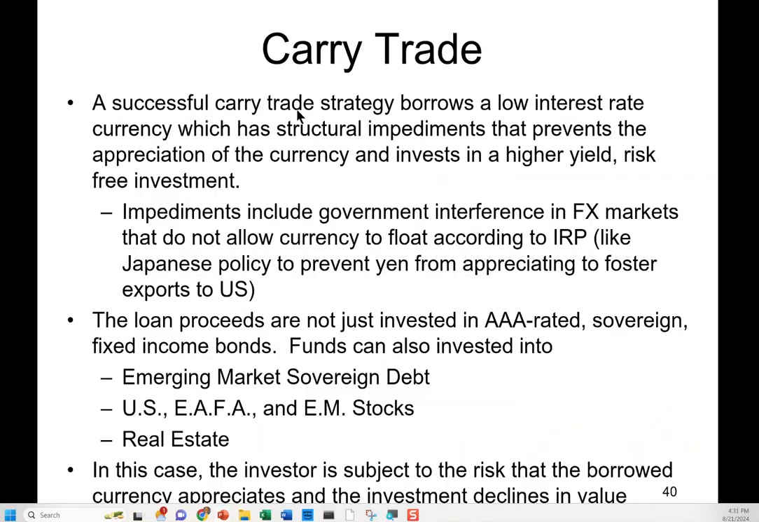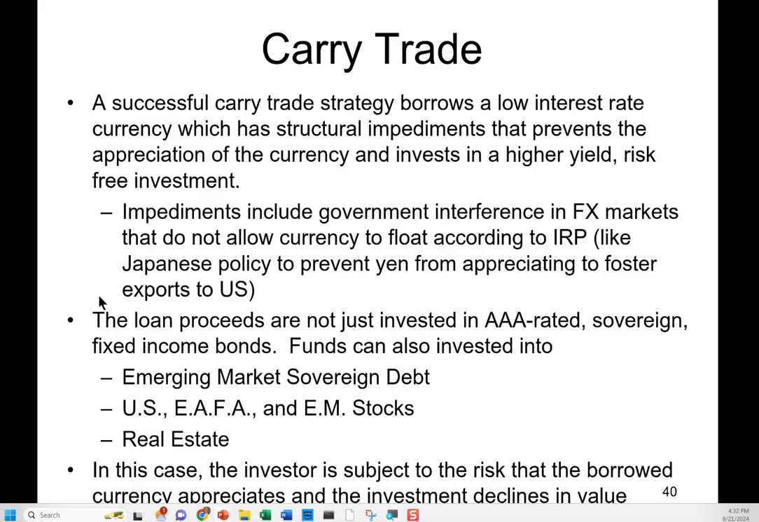So a successful yen carry trade involves borrowing at a low interest rate in which there's a structural impediment to prevent the exchange rate from moving according to interest rate parity. Well, for Japan, what that could be is maybe the government is managing their exchange rate to not allow it to appreciate, or there may be some other elements going on that don't allow the exchange rate to appreciate according to interest rate parity.